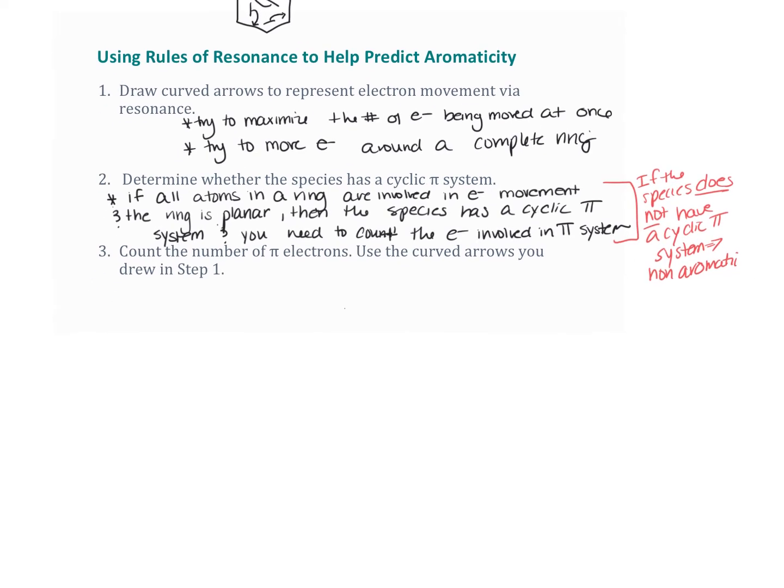Okay. Then you need to count the number of pi electrons using the curved arrows you drew in step 1. If the curved arrows correspond to a Huckel number of electrons, that odd number of pairs, then the species is aromatic. So for example, for benzene, where I drew up there, that's 6 electrons, which corresponds to 3 pairs, right? And so that's a Huckel number. So I can say, hey, look, benzene is aromatic.